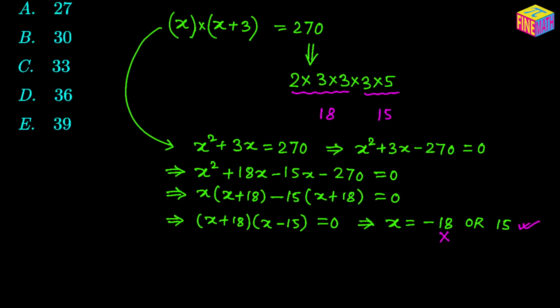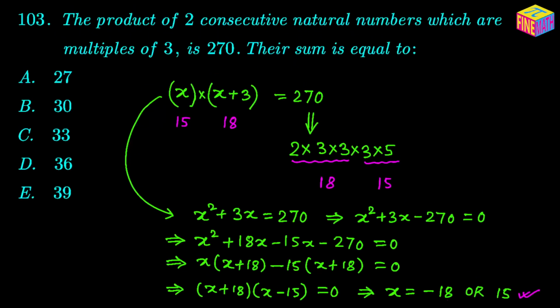So now if x is 15, so let me quickly write up here. If x is equal to 15, then obviously x plus 3 will be equal to 18. So here are our two numbers. Now in the question we have been asked to find out what is the sum of the two numbers, right? Well, their sum would be 15 plus 18, that is obviously equal to 33. And that should be our answer. And if you look at our answer options, we have 33 under option C. So option C is the correct option.